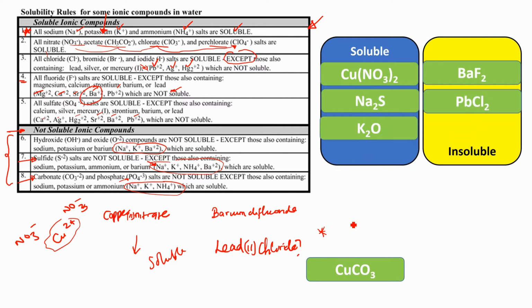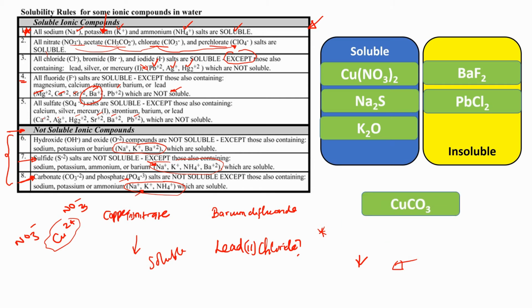Insoluble bin. Is copper carbonate soluble? Most carbonates are insoluble with the exception of sodium, potassium, and ammonia, which are soluble. So copper carbonate must be insoluble. That's how you use this chart, and you're gonna need it for your reports, for your assignment.